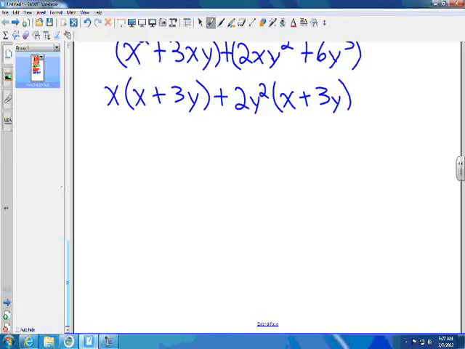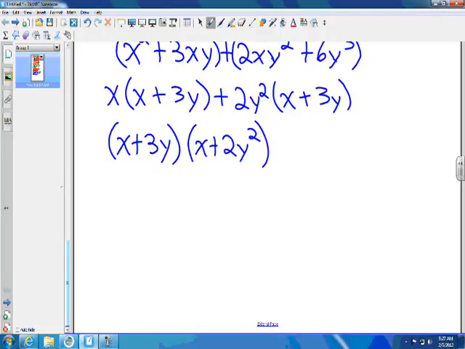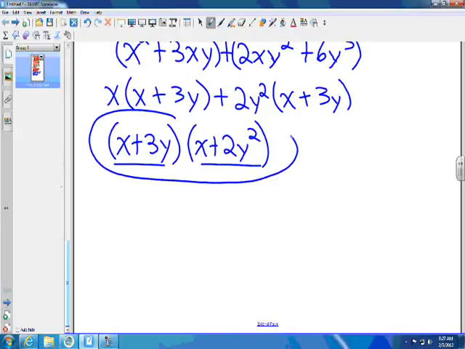So then what's in common? X plus 3y. So we can take that out. And what's left? X plus 2y squared. And again, neither of these binomials are a sum or difference of cubes or a difference of squares, but you do have to check.